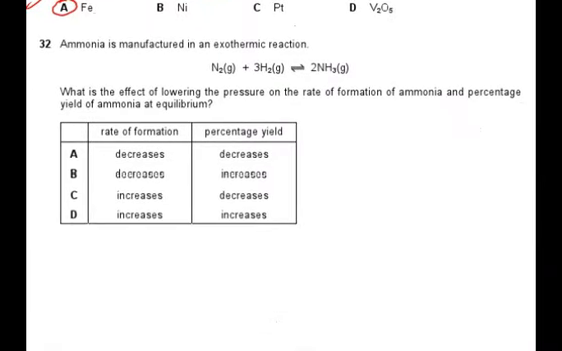Okay, for number 32, ammonia is manufactured in an exothermic reaction. What is the effect of lowering the pressure on rate of formation of ammonia and percentage yield of ammonia? So the rate will decrease and the percentage will decrease too. Since it is exothermic, the pressure should be increased.